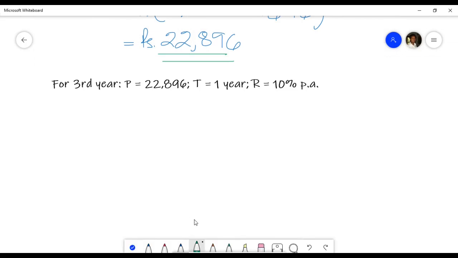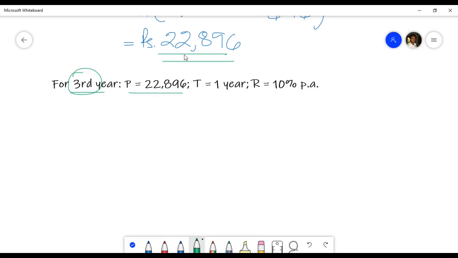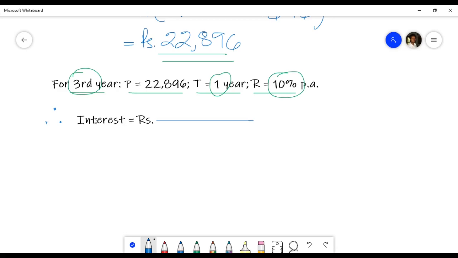Now we have to find the amount at the end of third year. To find amount, we need to find interest, right? Now, the principal of third year is the amount at the end of second year. That's why the principal here is 22,896. Time, 1 year. Rate, as given in the question, 10% for third year. The formula to find interest is PTR by 100. So 22,896 into 1 into 10 by 100.